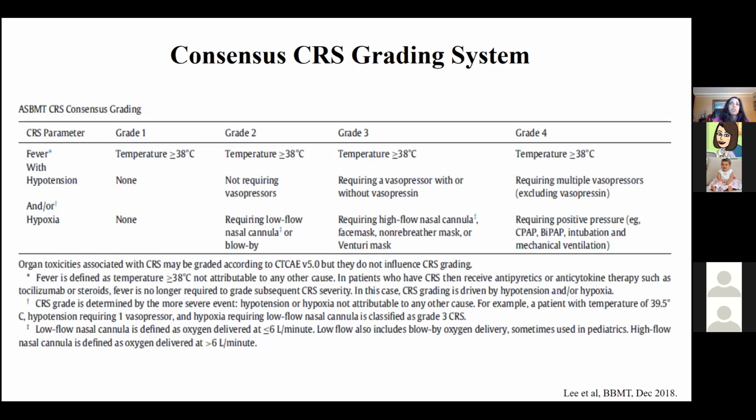Grade 3, of course, is more severe. Typically, patients will have fever plus hypotension that may require a pressor, plus increased oxygen requirements. Grade 4 would be fever, requiring multiple vasopressors, requiring positive pressure, including mechanical ventilation. So those patients often have multi-organ failure and are in the ICU.